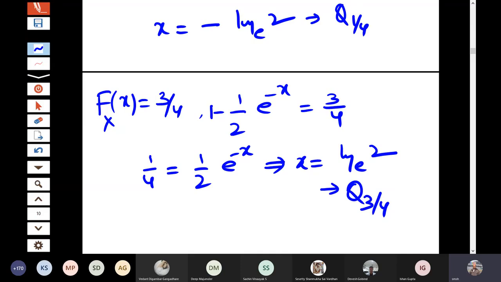So I have given you some very simple example of calculation of the quantiles. I hope these calculations are clear here. Yes, sir.